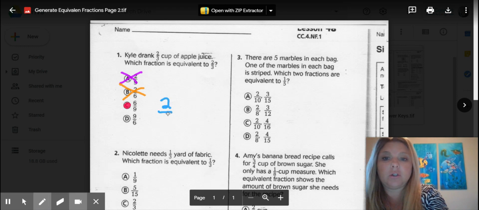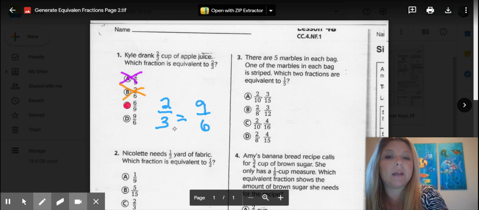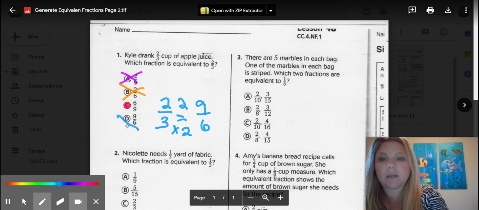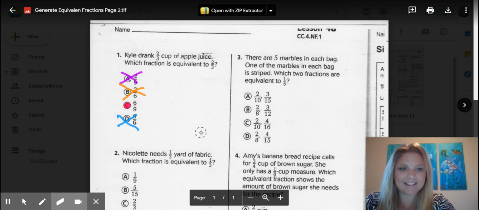Again, you have 2/3. And you're seeing if it's equivalent to 9/6. Well, 3 times what equals 6? 2. So whatever you do on the bottom, you do on the top. 2 times 2, does it equal 9? It sure doesn't. So we know that it cannot be D either. So my correct answer is C. And that's how you figure out equivalent fractions.